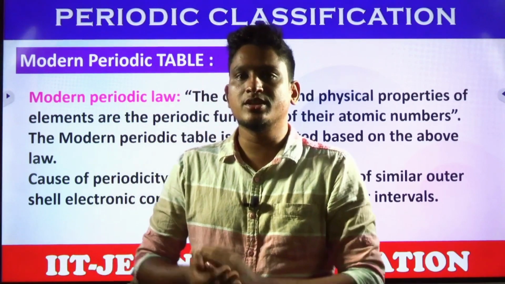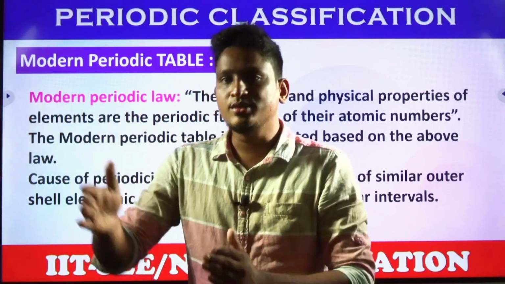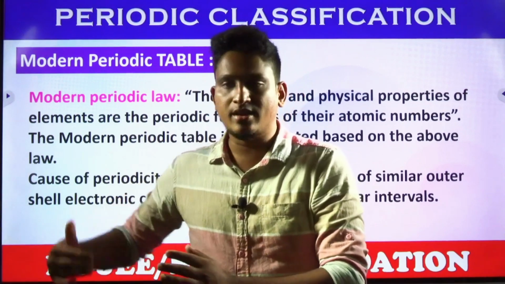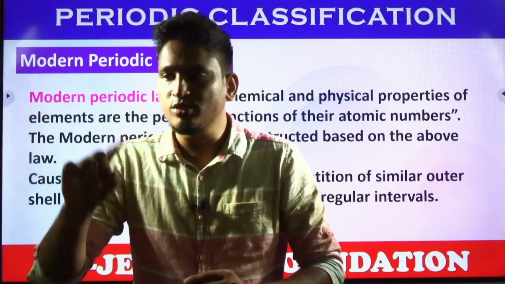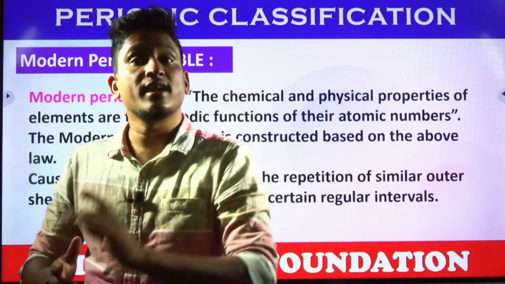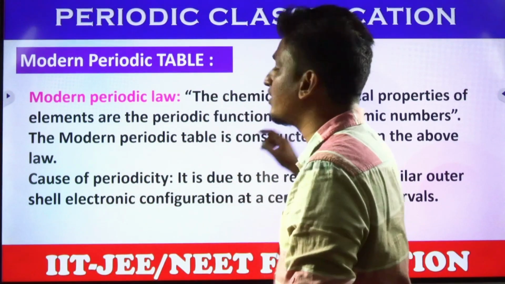Fluorine, what is the configuration? 2s2 2p5. Chlorine, 3s2 3p5, 4s2 4p5, 5s2 5p5, 6s2 6p5. Yes or no? Of course, radioactive elements are there down, no need to discuss. So all these elements have s2p5 configurations or not? That means their reactivity is the same or not? That is the reason for periodicity, having similar outer shell electronic configuration.